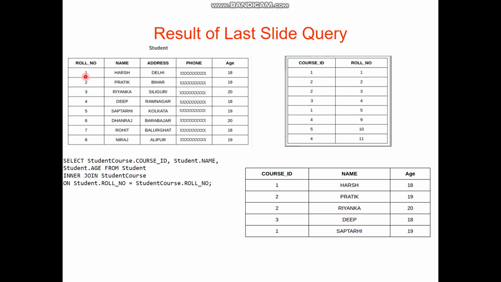If you look here, roll number 1 is available here. Roll number 2 is available here. Roll number 3, roll number 4, and roll number 5 are available here. But 6 is not available, 7 is not available, 8 is not available, and 9, 10, 11 are not available. So the first 5 will come: Harsh, Pratik, Priyanka, Deep and Saptarai. These are the 5 matching records which will be the output of the inner join query, because these are the common rows that exist between these two tables.